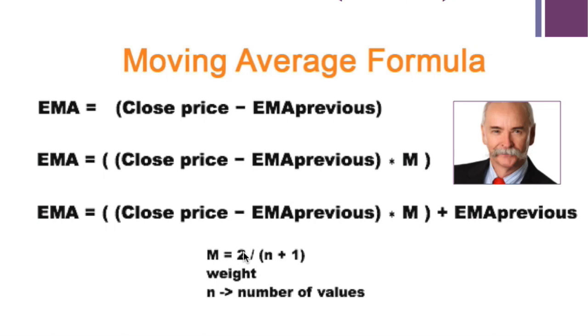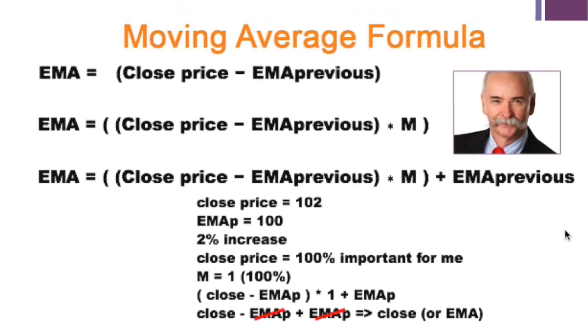M is 2 divided by n plus 1. That's the weight. N is the number of values. Here you see an example. Let's say at some point the exponential moving average from the previous period is 100, and the current closing price is 102. So it went up by 2%. This is a 2% increase.